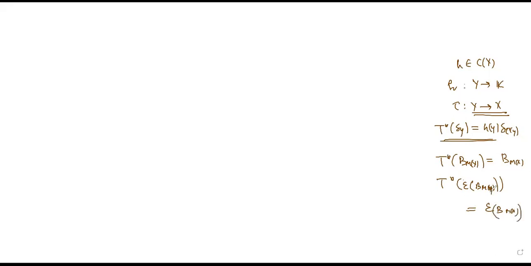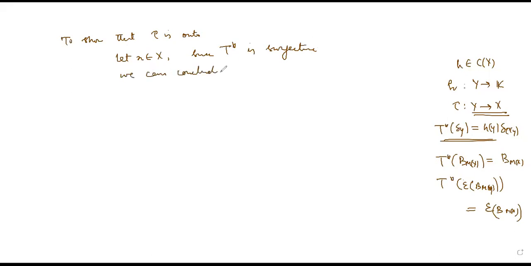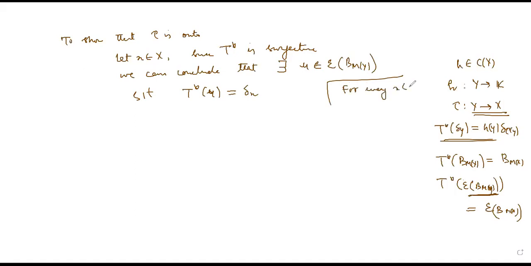अब चूंकि onto map है between these extreme sets, it's an onto map, so something here, there should be something here. तो मैंने क्या कहा कि, now to show that tau is onto, so let x belong to X, then since t star is surjective, we can conclude that there exists mu belonging to the extreme points of B of M(Y), such that t star of mu is equal to del x, because for every x belonging to X, del x does belong to B of M(X), right? So that's the idea.